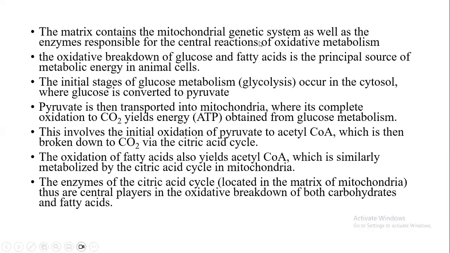So the matrix contains the mitochondrial genetic system as well as the enzymes responsible for the central reactions of oxidative metabolism. The oxidative breakdown of glucose and fatty acids is the principal source of metabolic energy in the case of animal cells. The initial stages of glucose metabolism, that is glycolysis, take place in the cytosol, where glucose is converted to pyruvate. Pyruvate is then imported into the mitochondria, where its complete oxidation takes place to form carbon dioxide, and reducing equivalents are generated, which are used for making ATP.